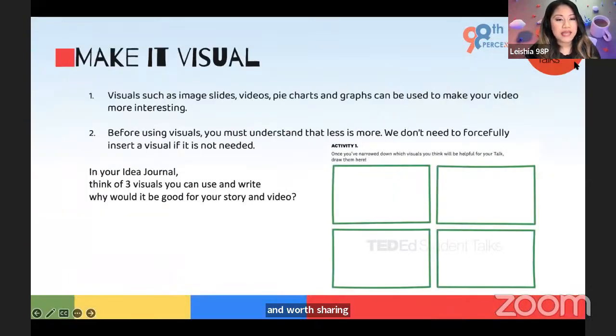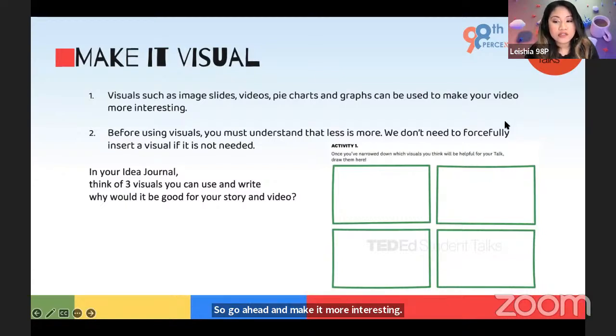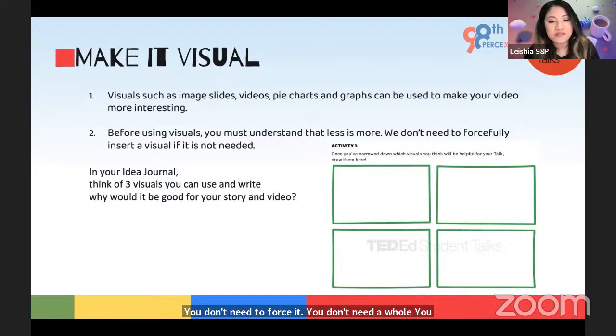Now it's time to make it visual. Let's add visuals such as images, slides, videos, pie charts, and graphs. These are some examples of visuals that you can add to your talk to make it more interesting. Before using visuals, please understand that sometimes less is more. You don't need to force it. You don't need a whole collage if that does not resonate with your speech. You want to make sure that the visuals you choose are powerful.